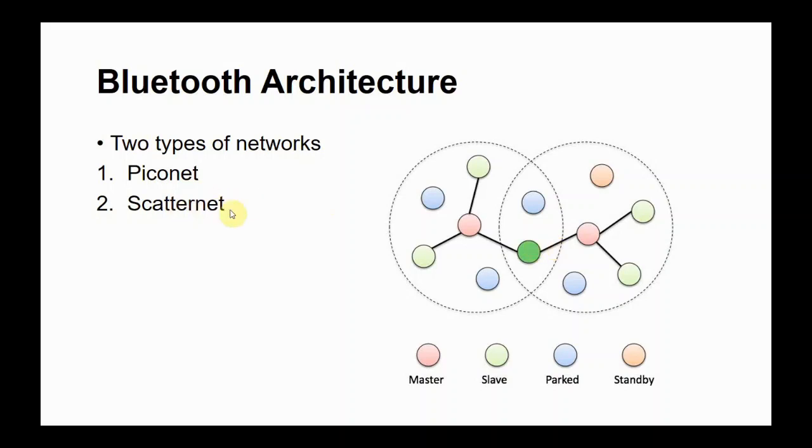And the second one is scatternet. Combining piconets creates scatternet. Here secondary station of one piconet acts as a primary on the other piconet. Here in this example you can see the dark green one is the primary of the other piconet, and it is also a member of the another.